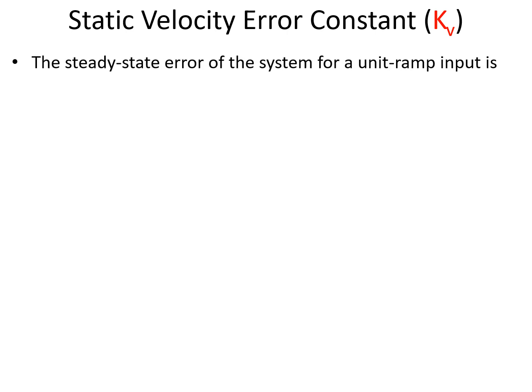Now we will take the next type of error constant, which is named the static velocity error constant. Here the steady state error of the system is found using the unit ramp input. So for that purpose we are taking E(s) equal to limit s tending to 0 of s divided by 1 plus G(s), into 1 by s square.